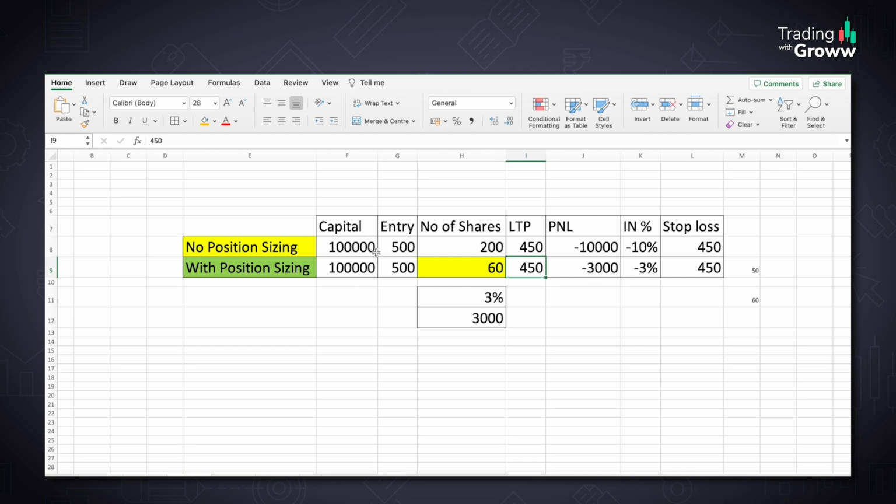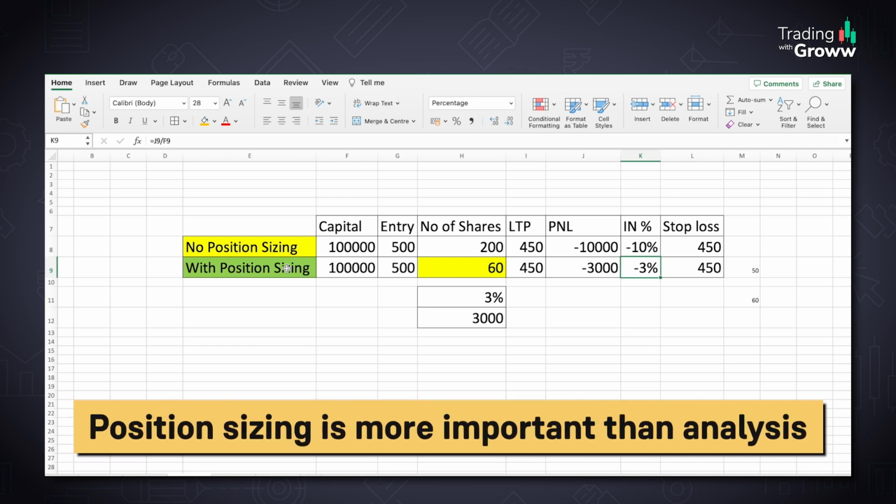So in both the cases, the analysis went wrong. The stop loss was hit. But the first guy lost 10%, but you lost only 3% because you are using the right position sizing. So this is why position sizing is more important than focusing on the analysis.